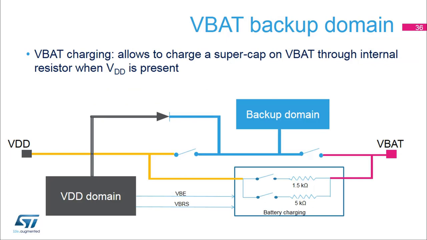The battery charging feature allows charging of a supercap connected to a VBAT pin through an internal resistor when VDD supply is present. The charging is enabled by software and is done either through a 5 kiloohm or 1.5 kiloohm resistor depending on software. Battery charging is automatically disabled in VBAT mode.